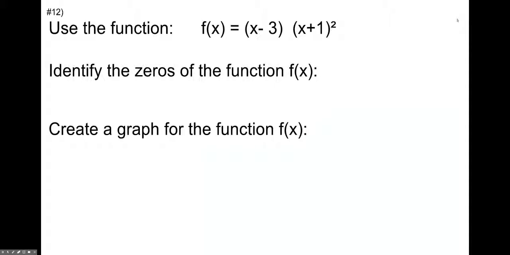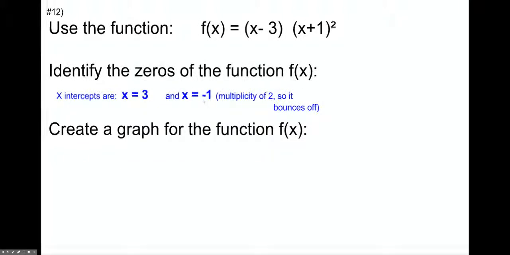So for this one, they want to know the zeros. That's like asking me what the x-intercepts are. We've been doing that. So right here, the x-intercept is positive 3. And right here, the x-intercept is negative 1. It's a multiplicity of 2, so I could write x equals negative 1 and negative 1, but you don't have to do that. It's a repeated answer. So the x-intercepts are 3 and negative 1 with a multiplicity of 2.